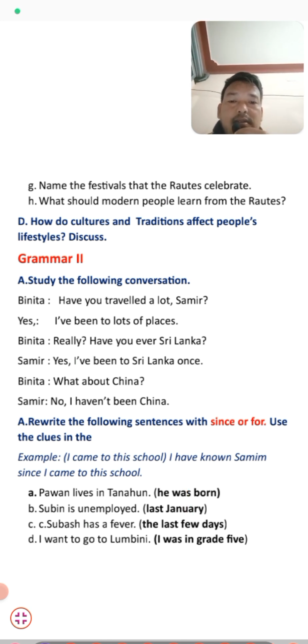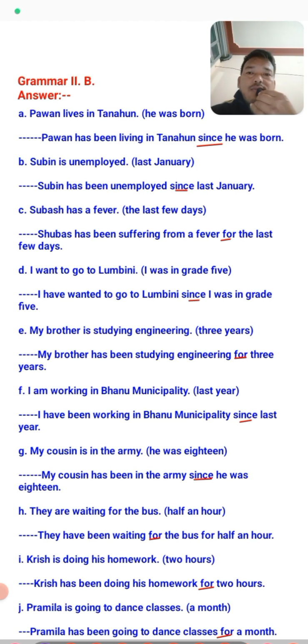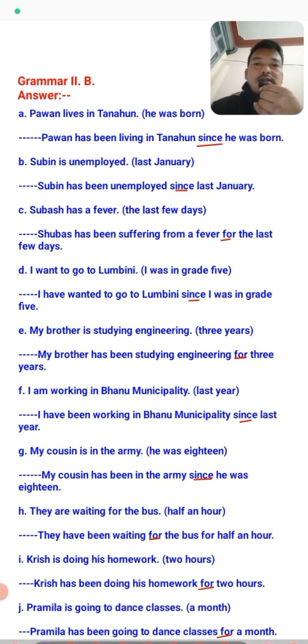Here I have written the answer, the solution of this exercise. Let's have a look. Here is the solution of this exercise, students. It's B number, grammar part 2. The first one is Pawan lives in Tanahun. He was born is the time. Pawan has been living in Tanahun since he was born. Yes, students, here we have used since. I have underlined all the since and for here. This is a certain, definite time, when he was born.